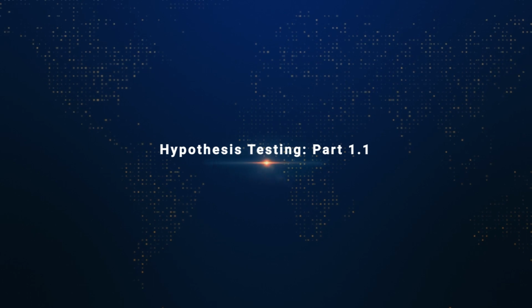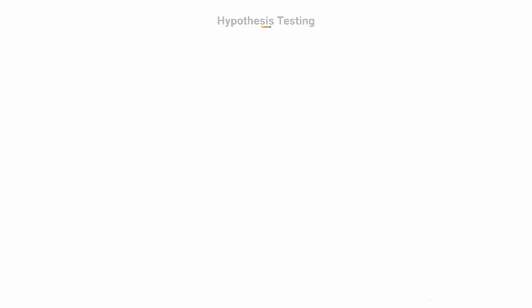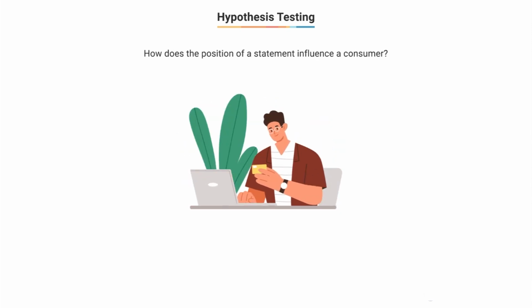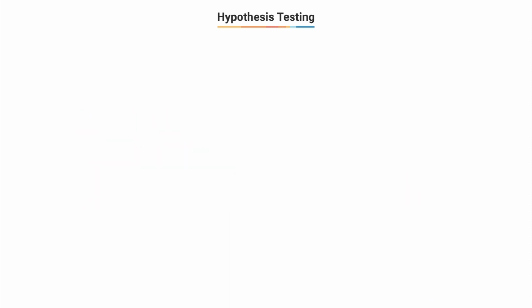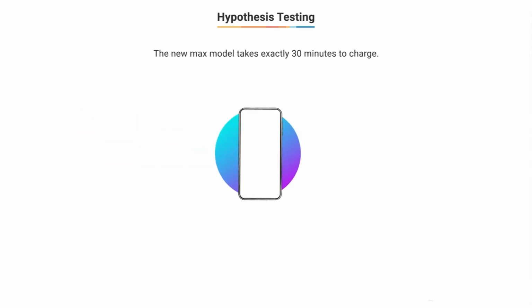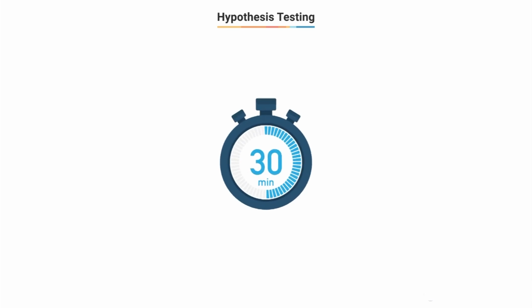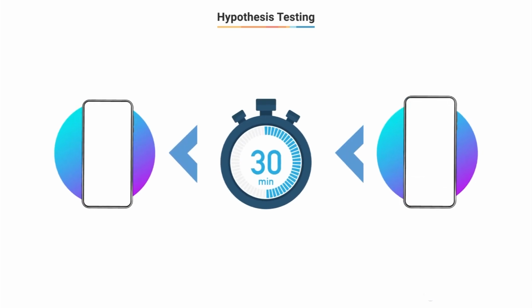In this topic, let us understand hypothesis testing. Let us consider the same marketing example discussed earlier and see how the precision of a statement may influence the end consumer. Here, we'll test the claim that the new Max model takes exactly 30 minutes to charge. So this means that we'll reject the claim if our test suggests that the phone takes less than 30 minutes or greater than 30 minutes. So considering this claim, let's understand how to proceed with the hypothesis test.